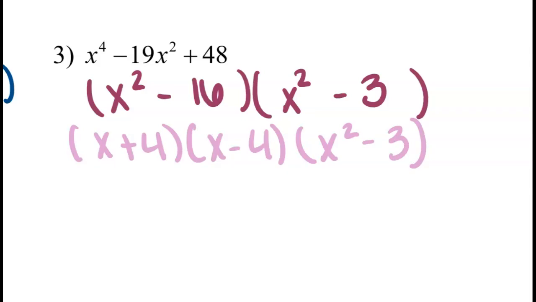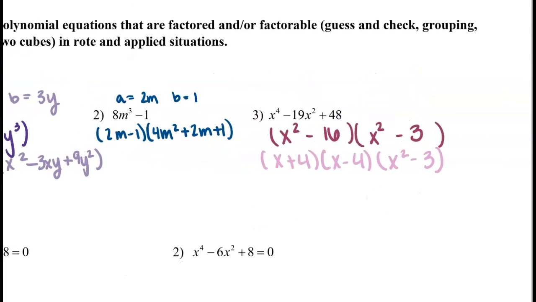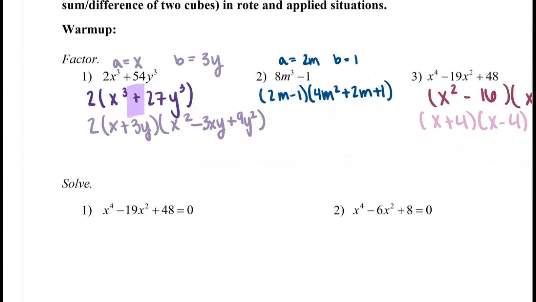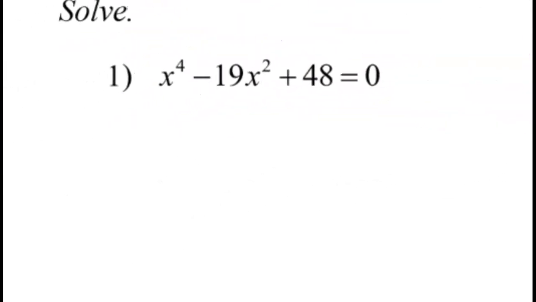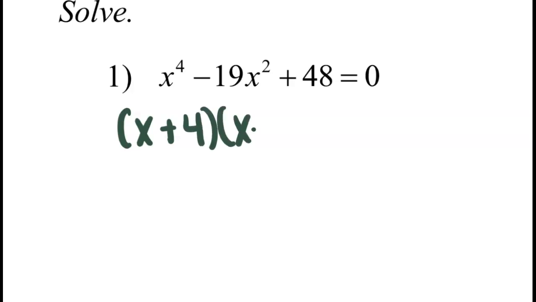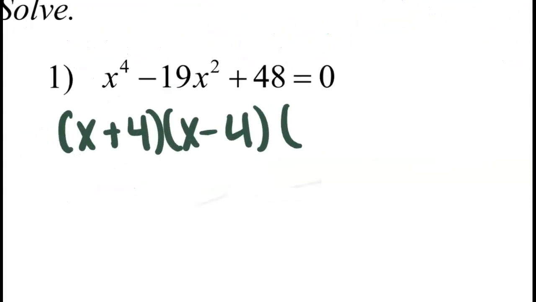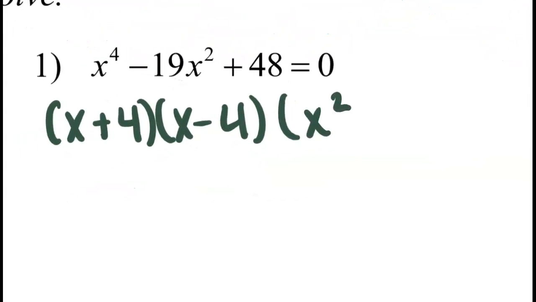Alright, now we're going to get to solving. Solving, you still got to factor, you just have a couple of extra steps. Alright, number 1. Well, good thing we just factored that. Exact same thing from above. Now we just have that extra step of solving. So I'm just going to copy this x plus 4, x minus 4, x squared minus 3 equals 0. So we just factored this thing. Now it's a matter of solving.